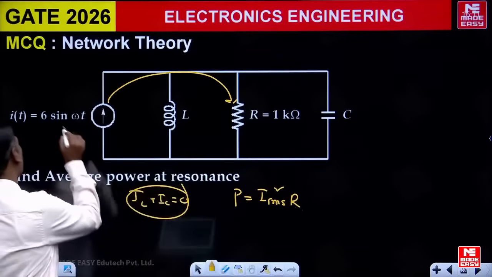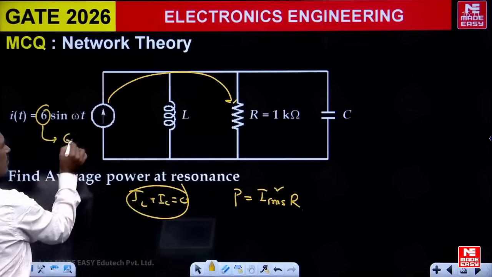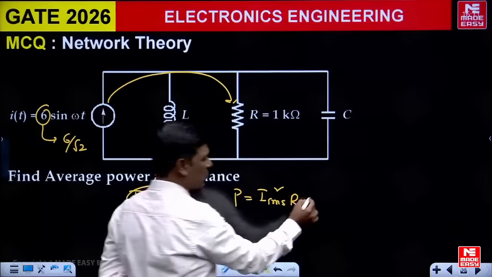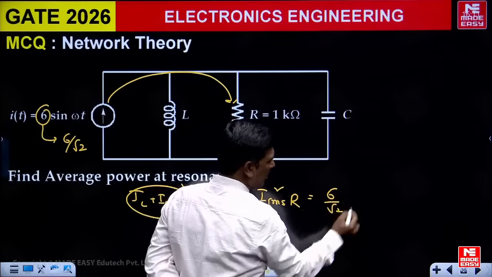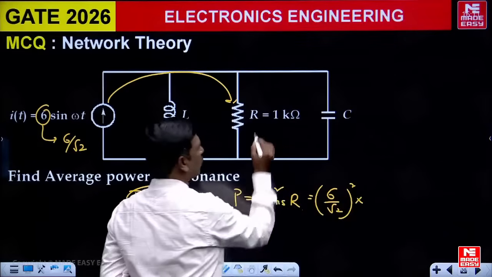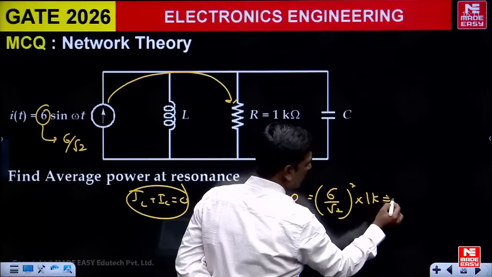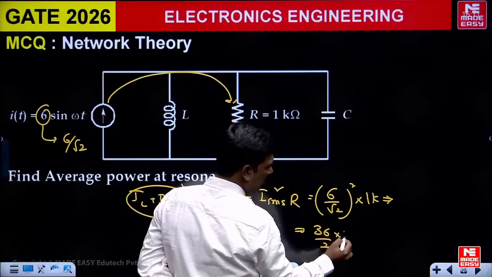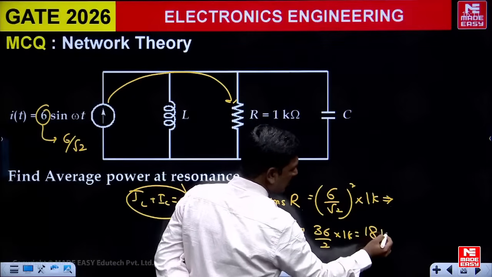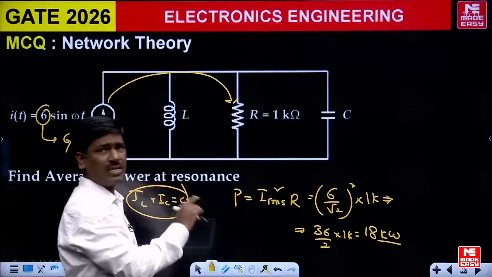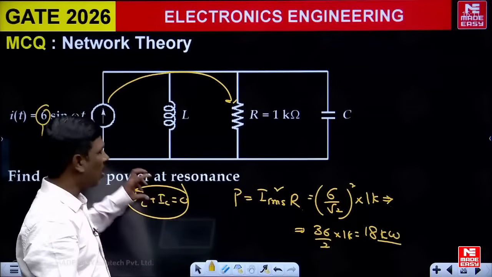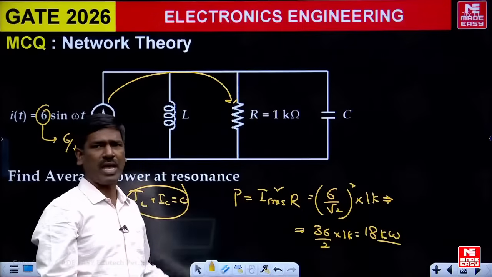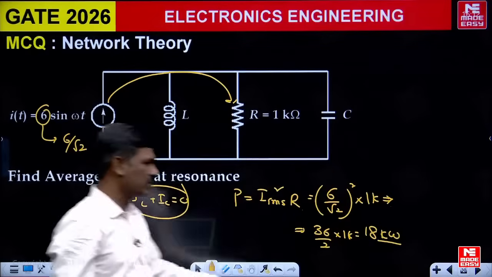Here the RMS value given is 6 by root 2. If it is given in amperes, it is 6 by root 2 whole square into R. The R value is 1 kilo ohm. That is 36 by 2 into 1K, which is 18 kilowatts. If it is given in milliamperes, the kilo will cancel. But according to the given data, the answer is 18 kilowatts, the average power consumed by the resistance.